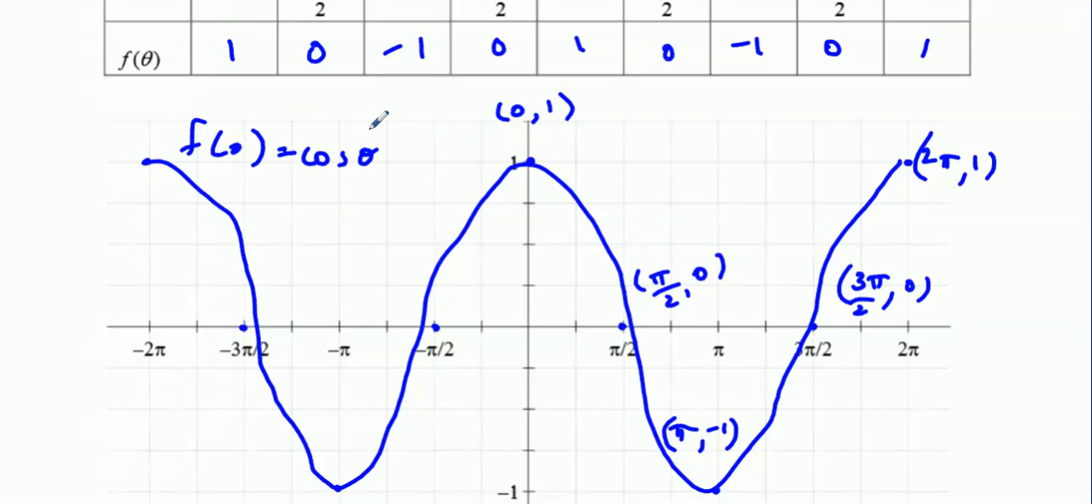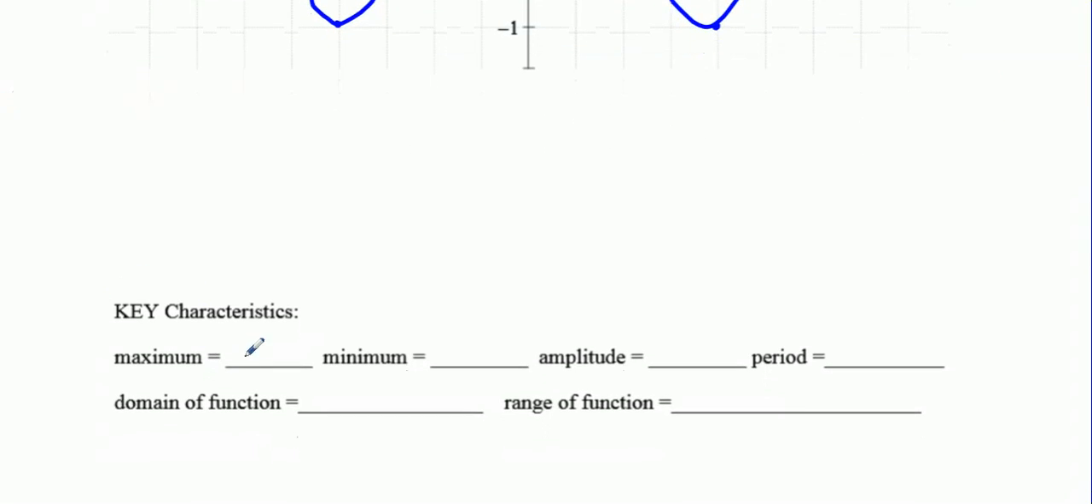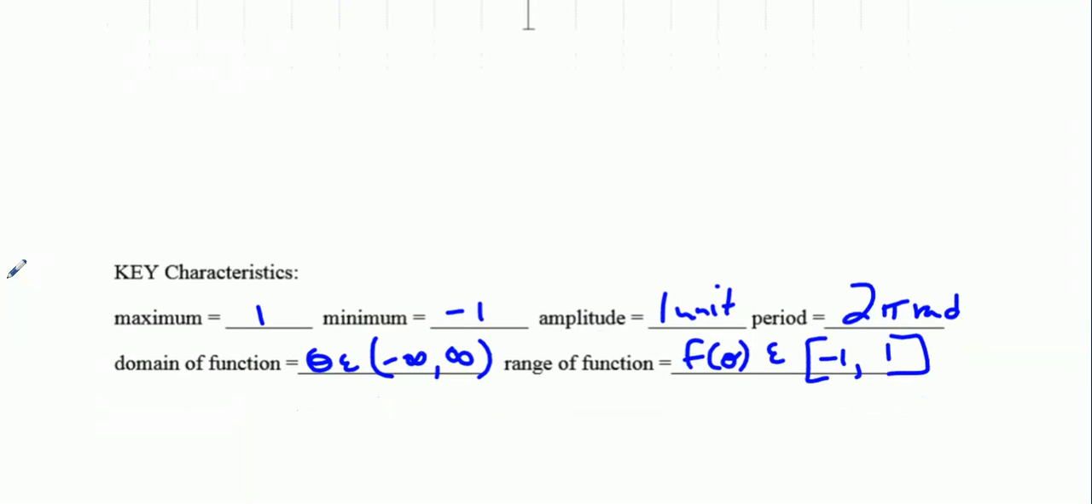This is f of theta equals cos theta. And because these two graphs are really just essentially phase shifts of each other, the key characteristics are similar. So the maximum is 1, the minimum is negative 1, the amplitude is 1 unit, and the period's the same. So that's 2 pi radians. The domain of the function is just theta is an element of negative infinity to infinity, round brackets, and f of theta is an element of square bracket, negative 1 to 1. So all the same. If I asked you what the zeros were, they would be different, but these characteristics that we're discussing are all the same for both of those.